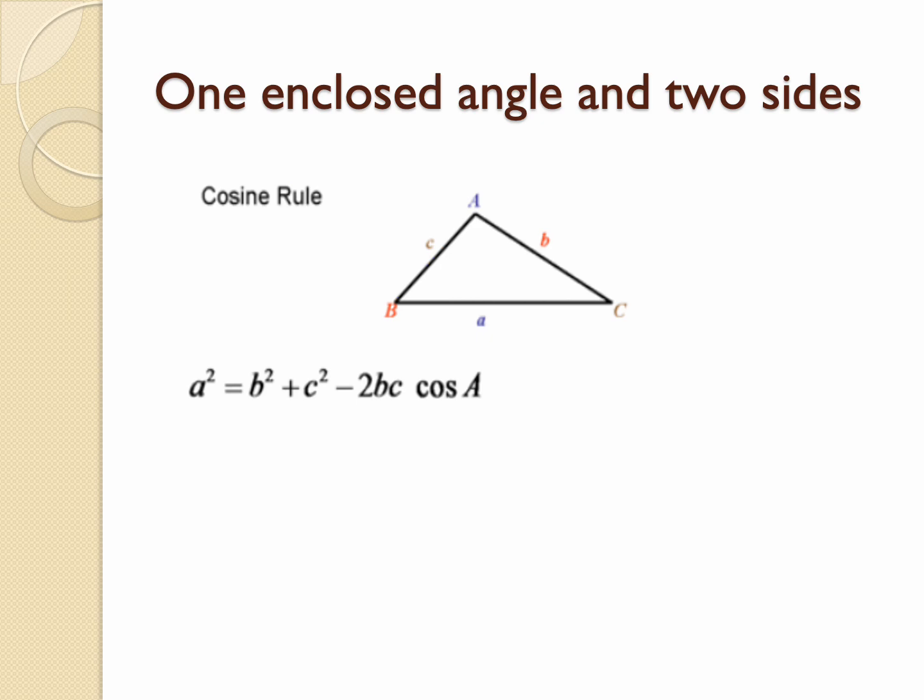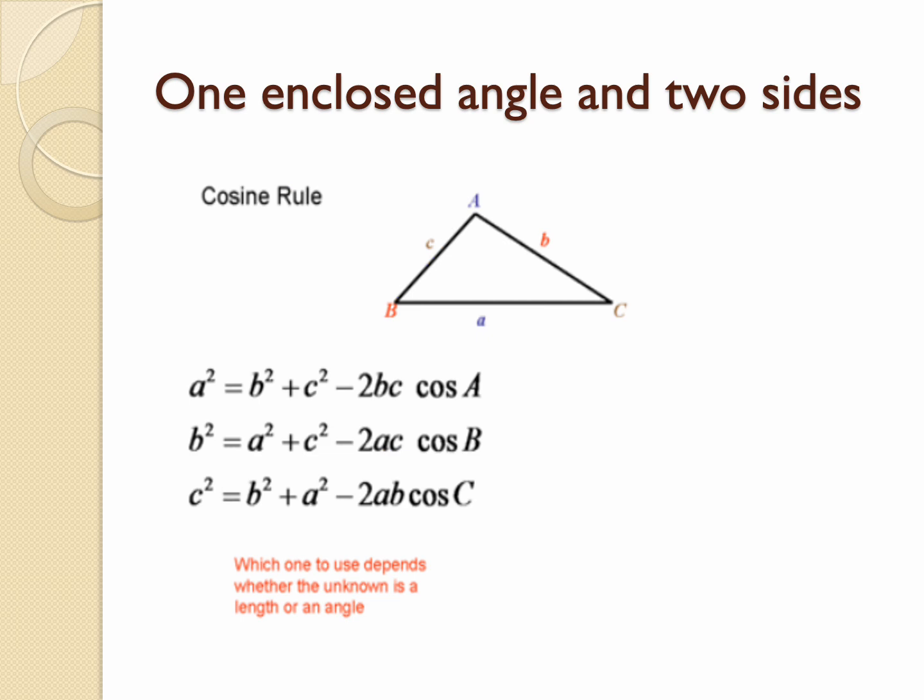Similarly, we are not limited to just length a. We can also work out b, or the other lengths. So b squared is very similar. We want to figure out the length of b, so we plug in the other lengths and we use the angle given. And similarly we can do it for c.